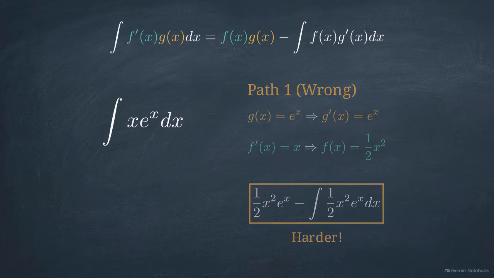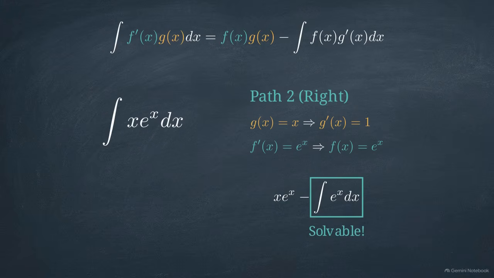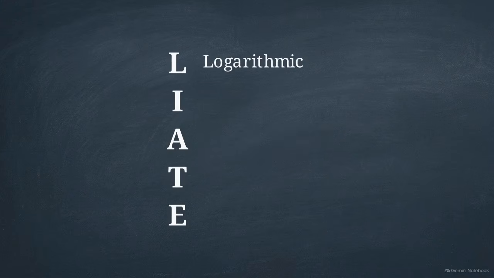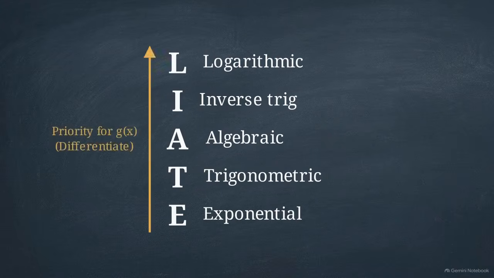Now look at the second path. If we reverse our choice, setting g of x to x and f prime of x to e to the x, the derivative turns the x into a 1. The resulting integral simplifies down to just e to the x, which we can solve immediately. To eliminate the guesswork, you can rely on an objective hierarchy called LIATE: logarithmic, inverse trig, algebraic, trigonometric, and exponential. Whatever term appears highest on this list is the term you should choose to differentiate.